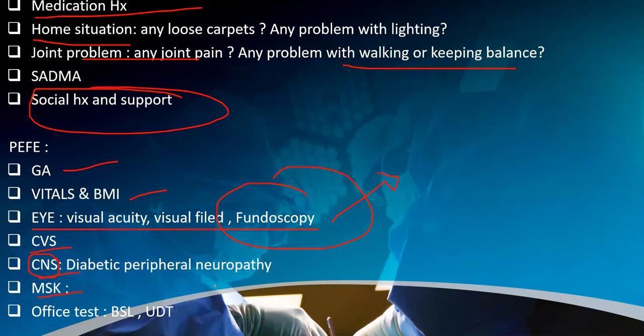This patient can have osteoarthritis or knee pain. So you need to do the musculoskeletal system exam. Say that I would like to do the musculoskeletal system for any visible swelling, redness, tenderness, or restricted movement of any of the joints. So redness, swelling, any tenderness, and restricted movement. Lastly, do the office test, BSL, urine dipstick.